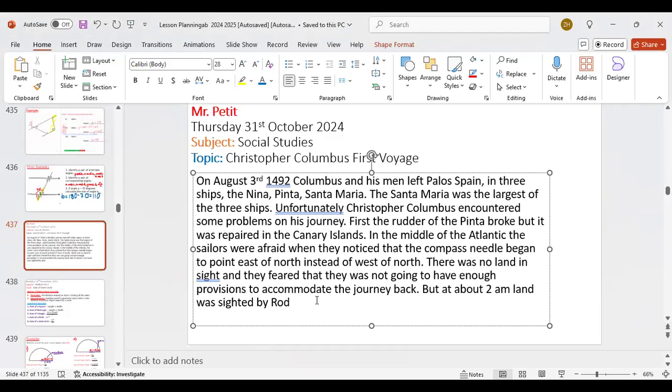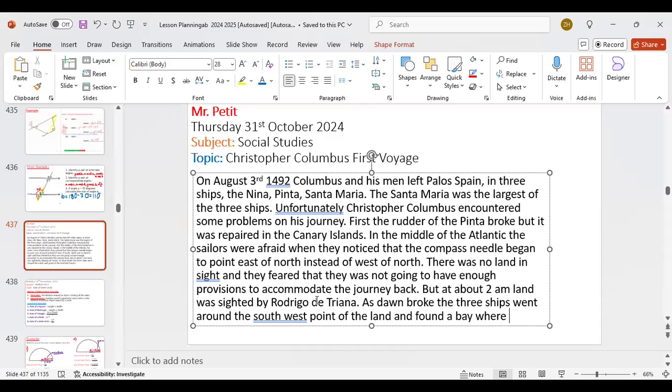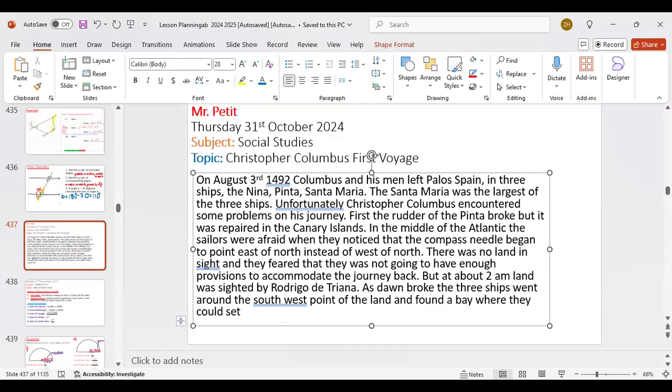But at about 2 a.m., land was sighted by Rodrigo de Triana. As dawn broke, the three ships went around the southwest point of the land and found a bay where they could set anchor.